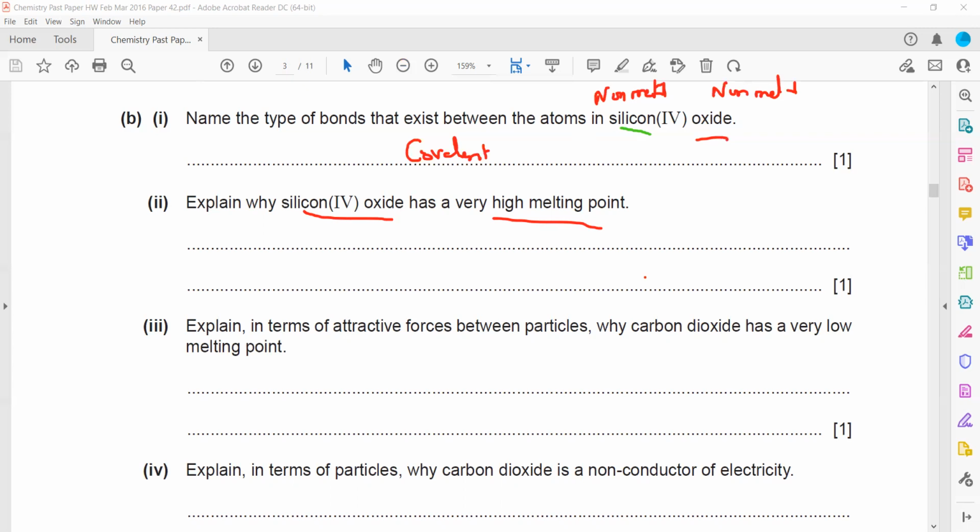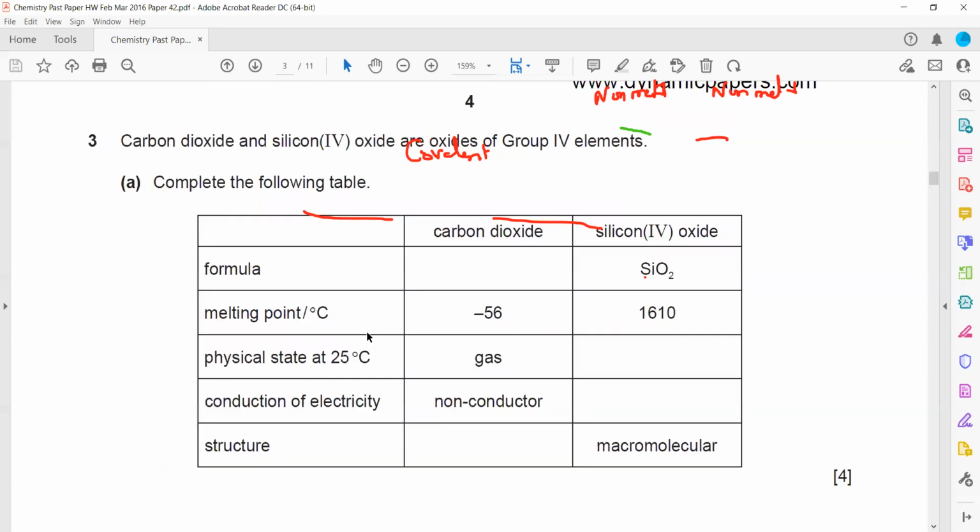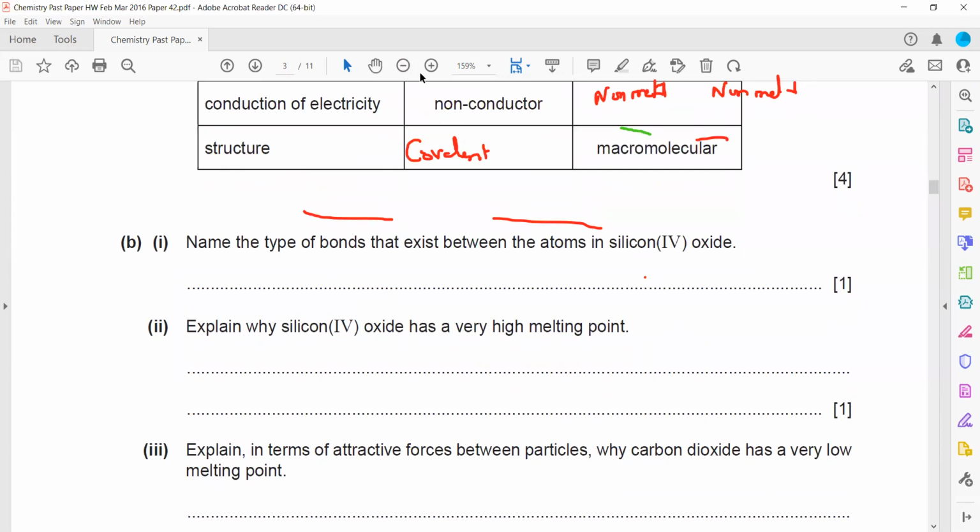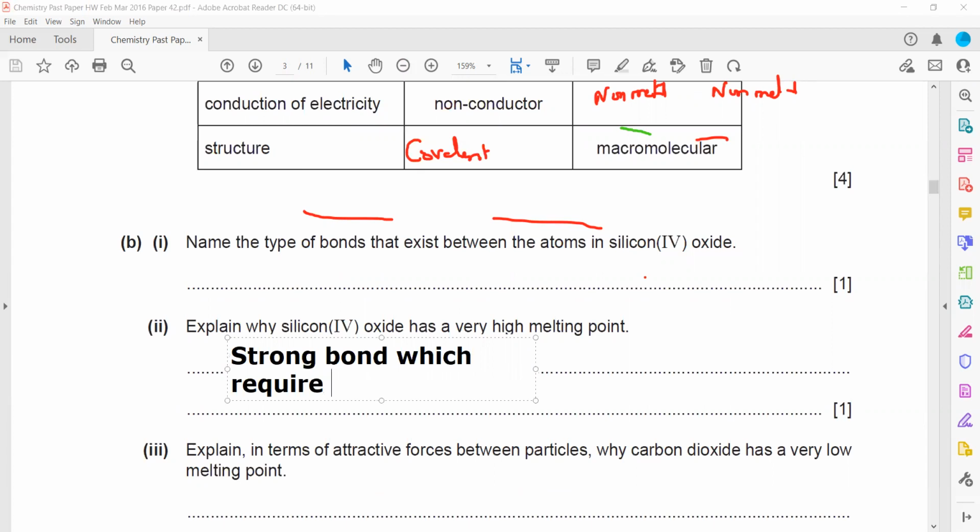So here in this case, what is the reason? You will mention there are strong bonds, which require a greater amount of energy to break.